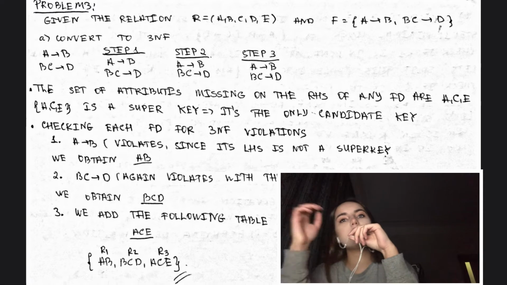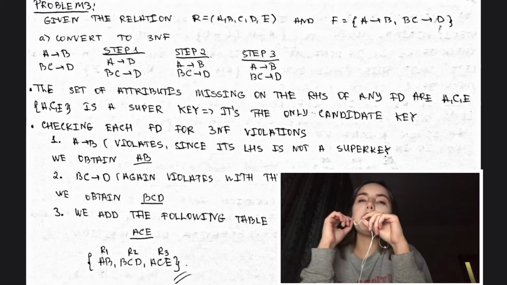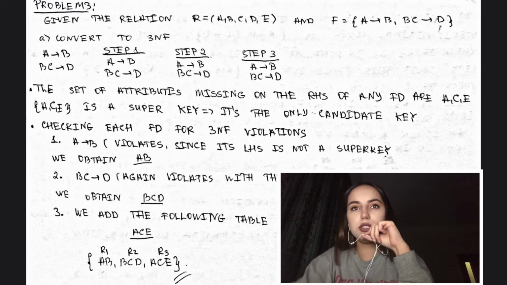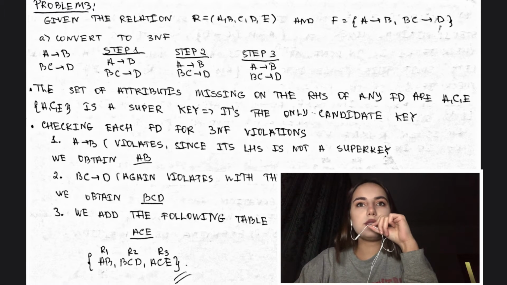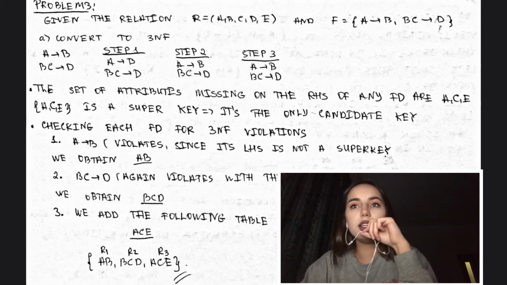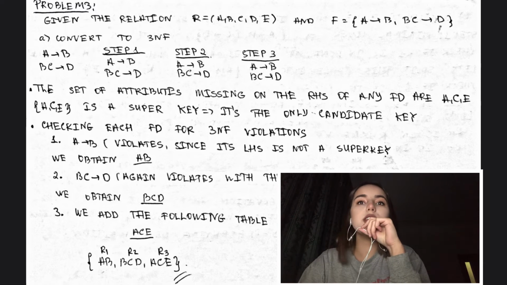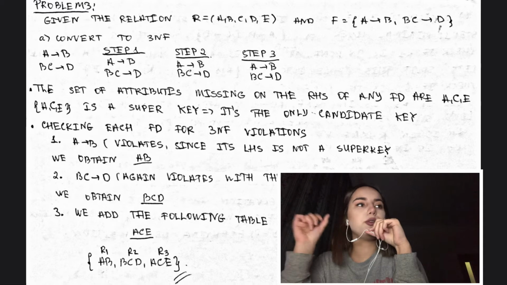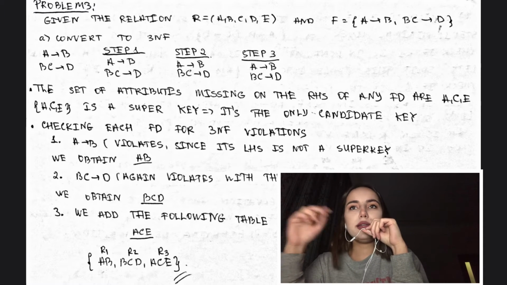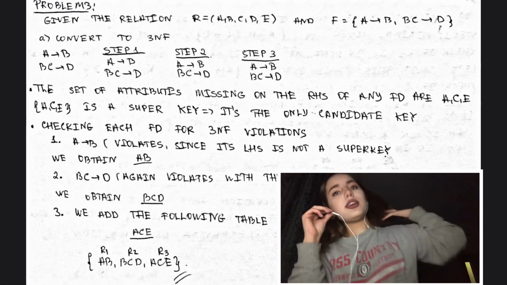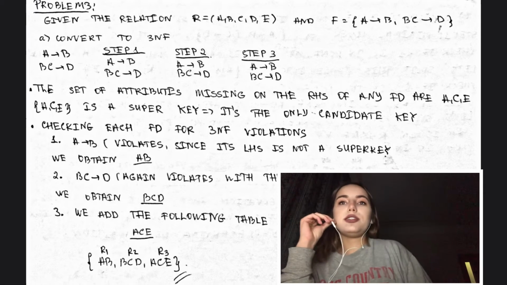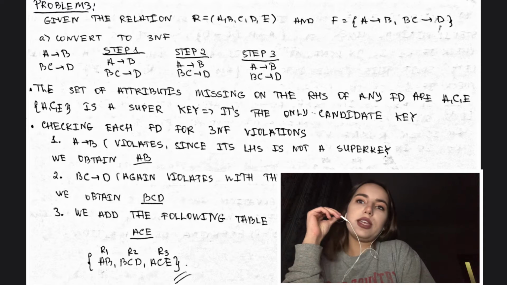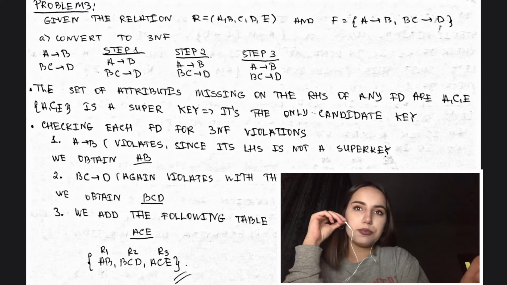Now we have to check if any of the functional dependencies actually violate the 3NF conditions. We take the first one, A goes to B. It does violate, since the left-hand side is not a superkey, and therefore we obtain the subrelation AB. Then we check BC goes to D, and again we see that it violates for the same reason. The left-hand side is not a superkey, and then we obtain the table BCD.